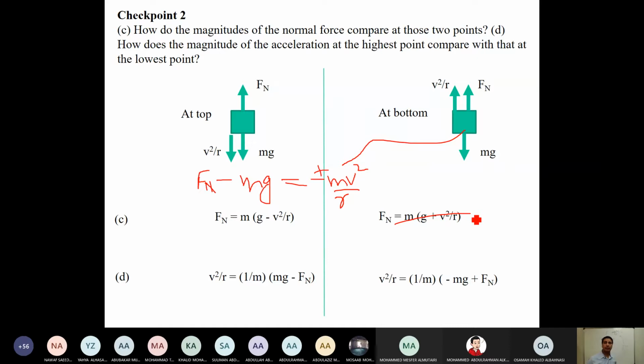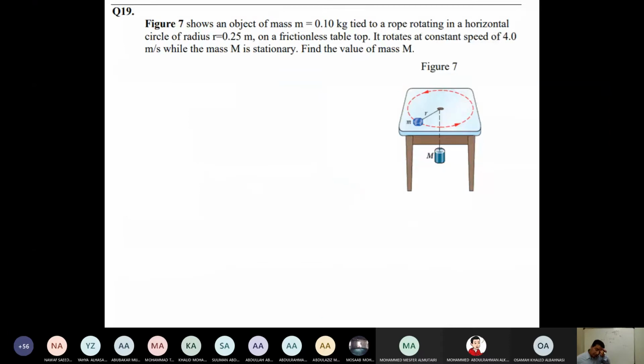The last point is, how does the magnitude of the acceleration at the highest point compare with it at the lowest point? Since we know this equation now, this is one of our equations and this is the second equation, all you need to do is solve this for v squared by r, and that will give you the answer for the last one, which is already shown there. Okay, let me do this problem, guys.